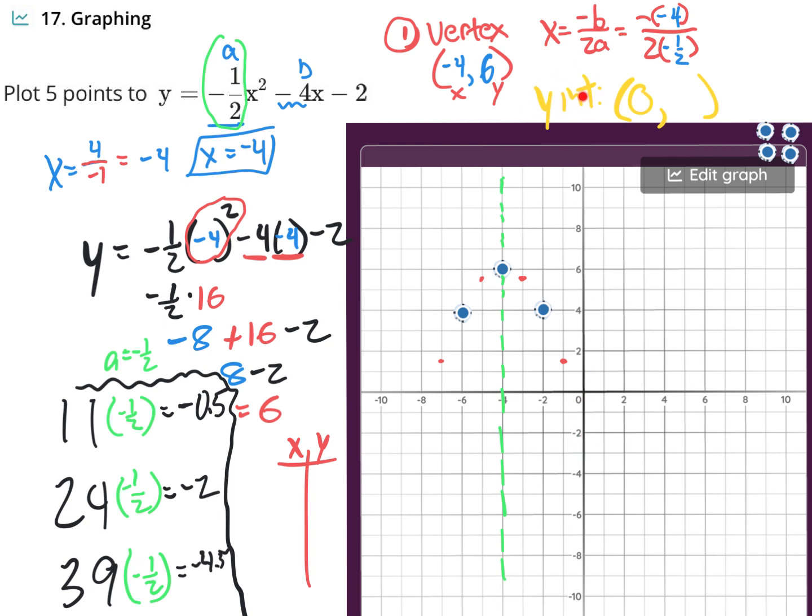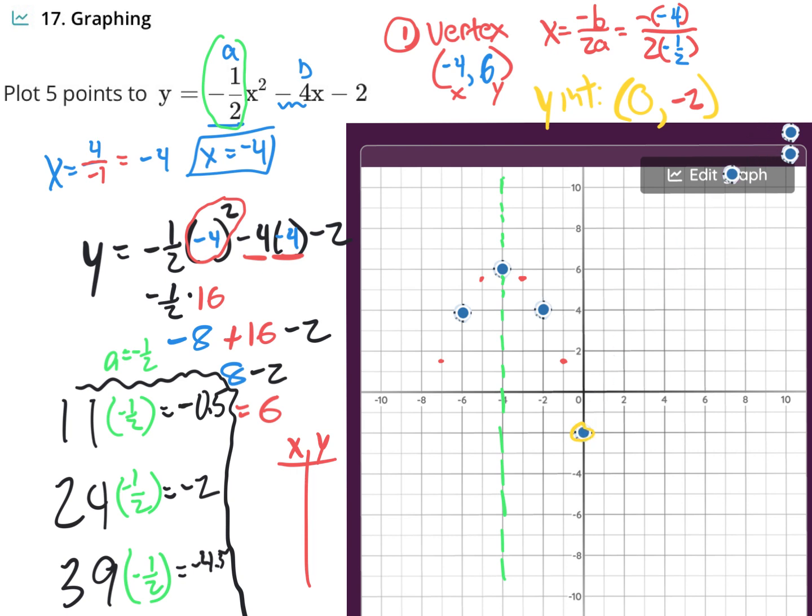And how do you find the y-intercept? You set x equal to 0 and solve, and that's really easy to do when you plug in a 0 right here. 0 squared is 0, 0 times -1/2 is 0, 4 times 0 is 0, 0 take away 0 is 0, and 0 take away 2 is -2. So the y-intercept will be at (0, -2). So it's going to cross right here at that location. That's where I put my next coordinate, right there, okay?